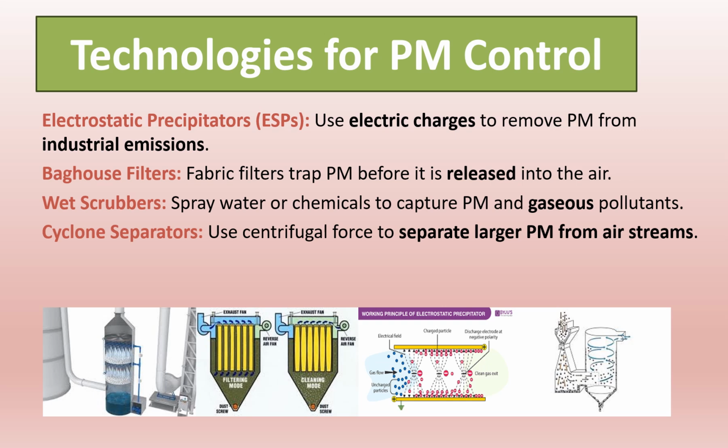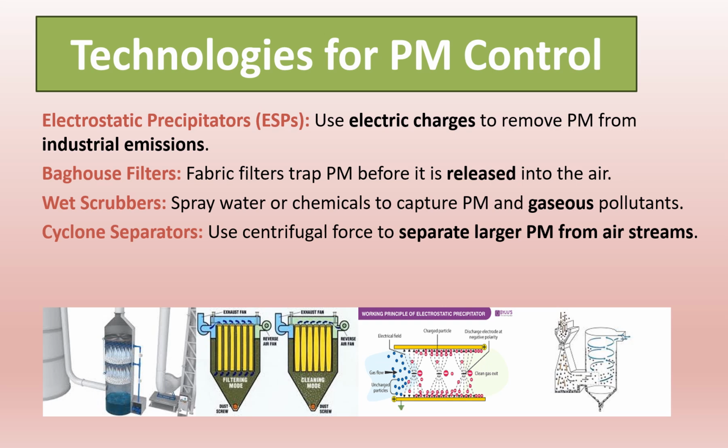To control and reduce particulate matter emissions, several advanced technologies are used to capture and remove PM from industrial processes. Electrostatic precipitators, ESPs, use electric charges to remove PM from industrial emissions. These systems work by charging particles and using electric fields to capture them. Baghouse filters, made from fabric, trap PM before it is released into the atmosphere. These filters are highly effective at capturing both fine and coarse particles.